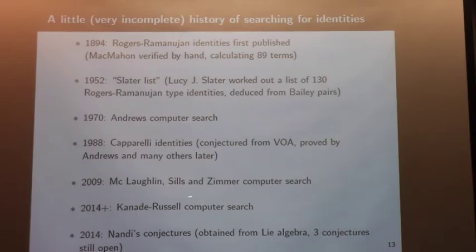In 2014, Kennedy and Russell started their computer search, which is still ongoing. In 2014, the same year, Nandy conjectured some conjectures from the algebra, and 3 of these conjectures are still open. So you can get a sense that computer search has been around for a while. And again, this is a very incomplete list.